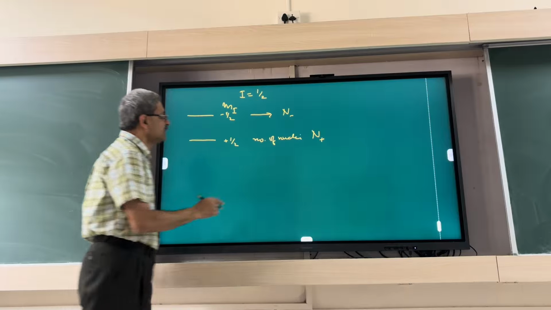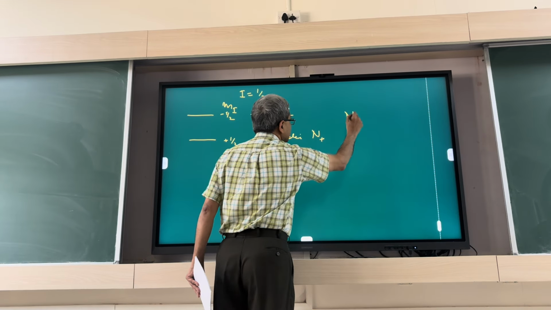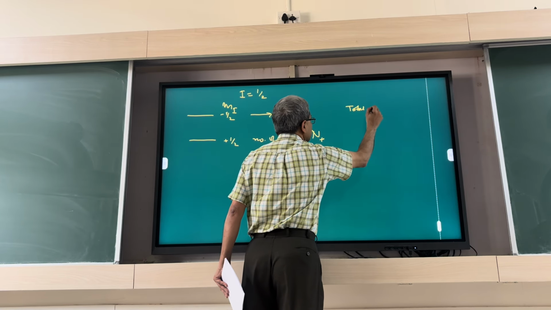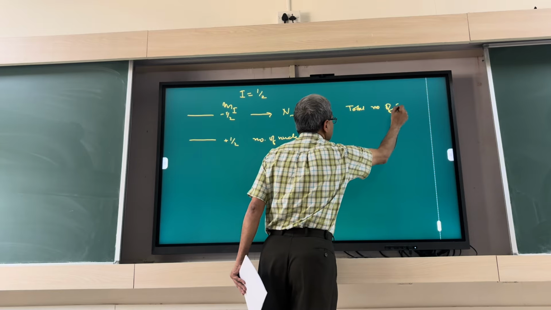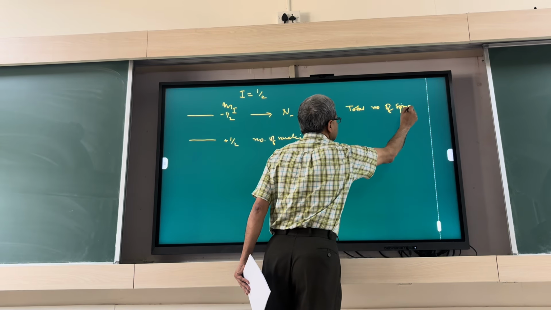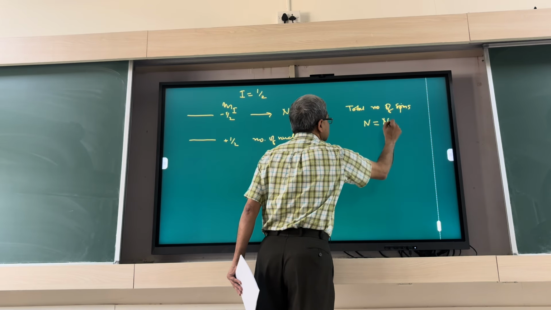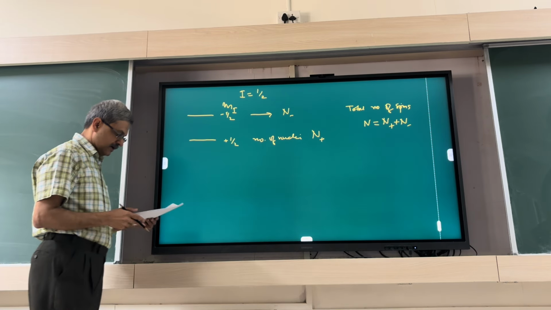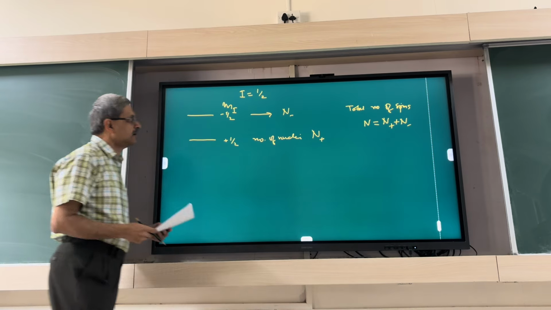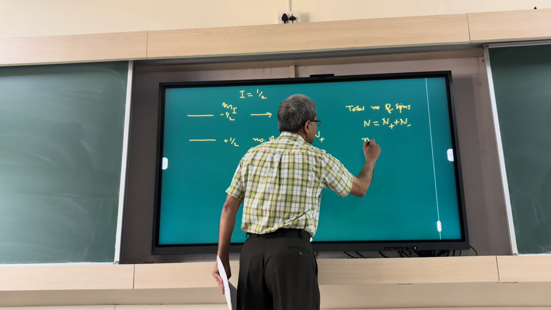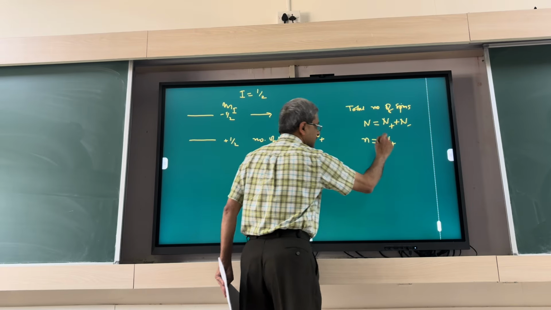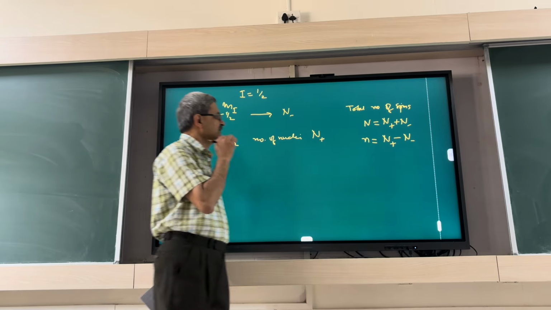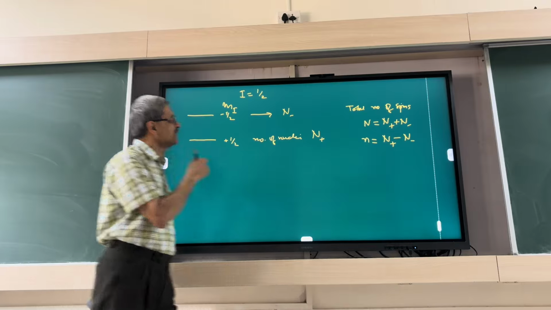And so the total number of spins, n total, is n plus plus n minus. And we'll also define another quantity, small n, which is the excess population in one state compared to the other: n plus minus n minus, okay?